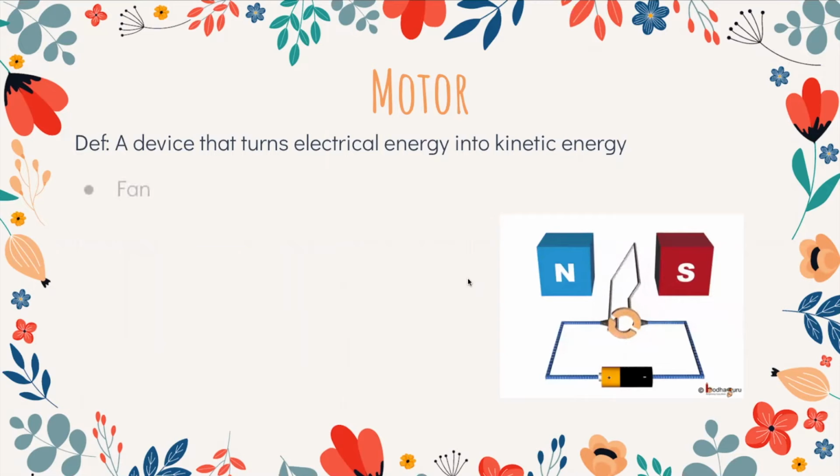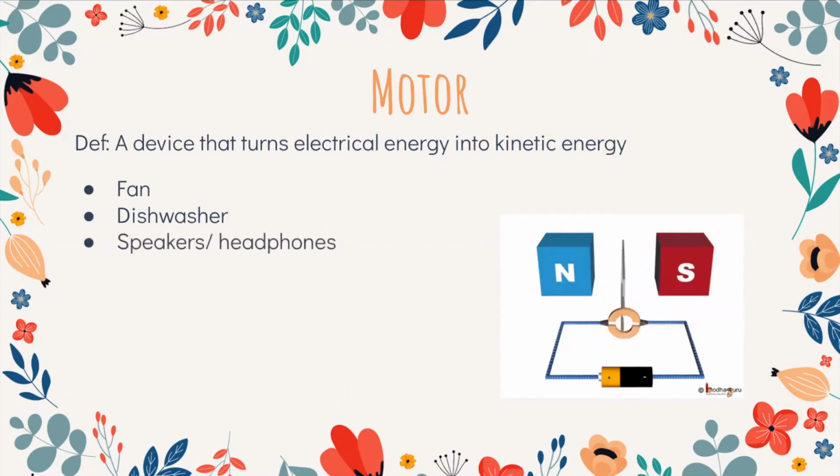Some common examples of motors include fans. Think about it. It runs on electricity and produces kinetic energy. Or a dishwasher, washing machine, dryer. They run on electricity and produce movement. Your speakers or headphones do the same thing. There's magnets on the inside of your earbuds, and that creates kinetic energy of moving the membrane back and forth. And you and I hear those vibrations as sound. So a speaker or a headphone turns electricity into kinetic energy into sound.